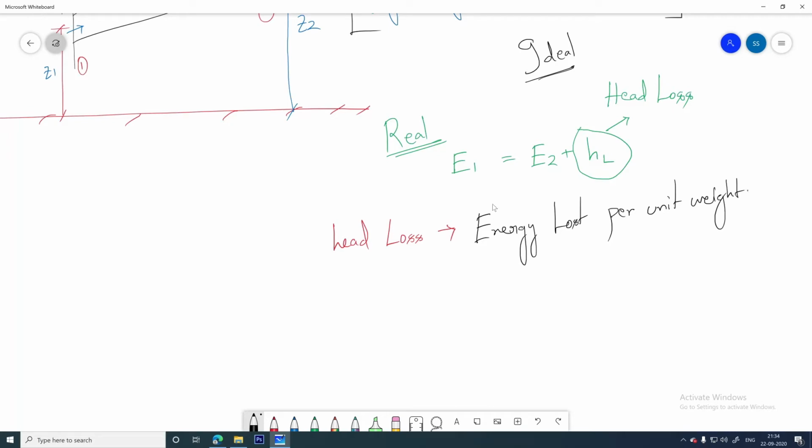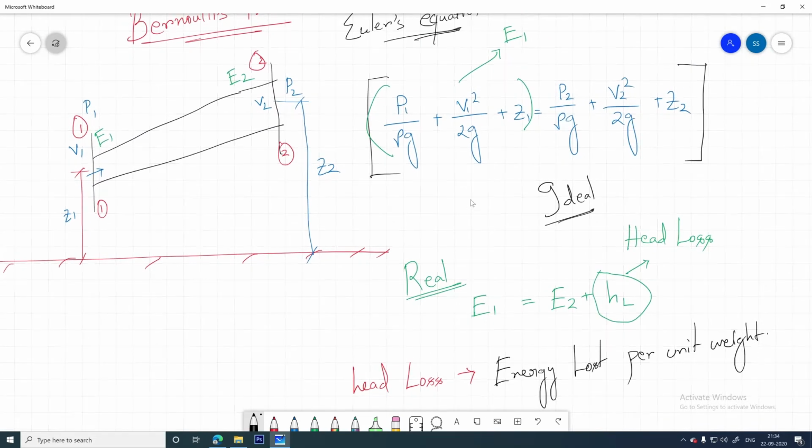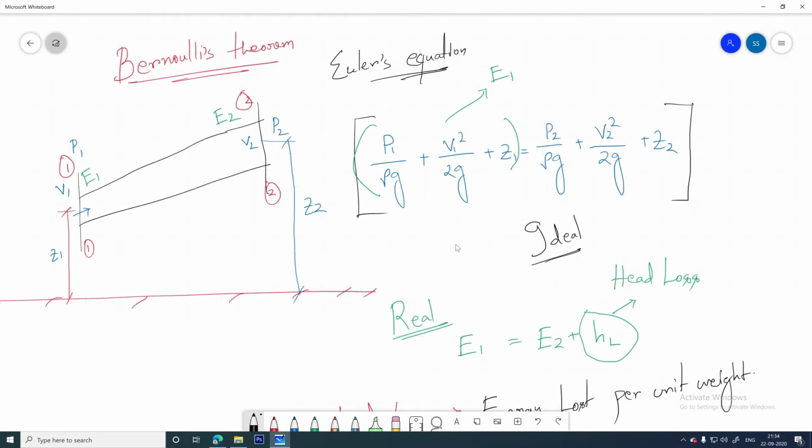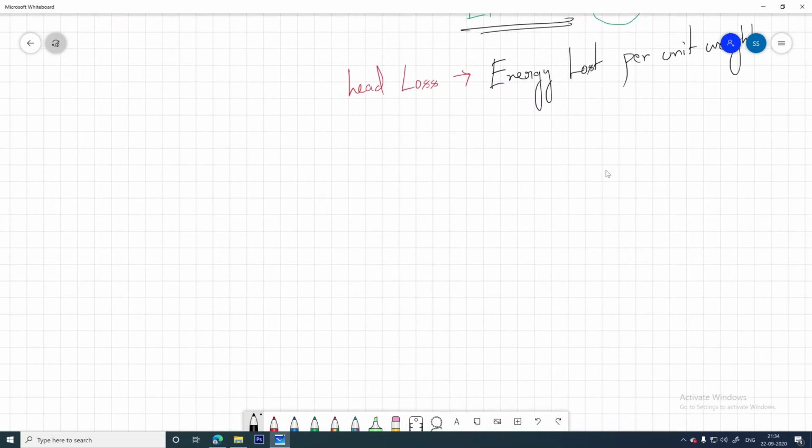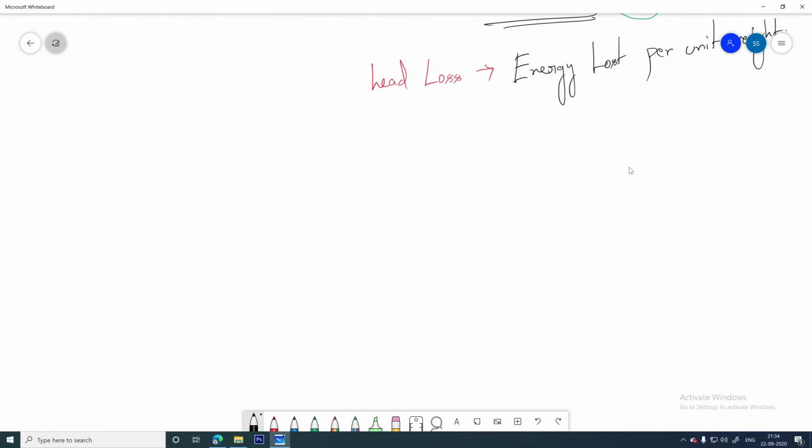Now you can compare the difference, if we apply the Bernoulli's equation, between ideal fluid and real fluid. In case of real fluid, we have the losses, basically due to friction, that is the head loss. We can determine this value of head loss in the next chapters. I will show you later on.